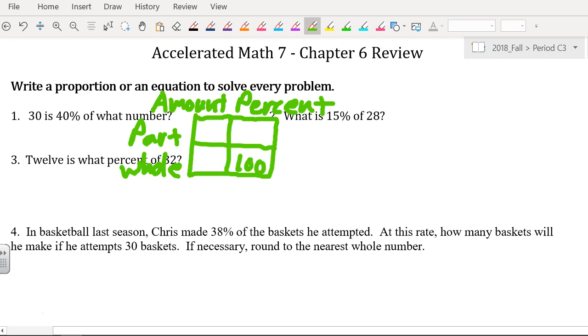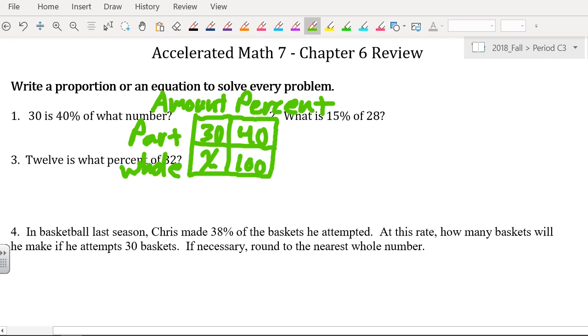You put your 40% on the top right corner. Good. And then you put your amount 30 on the top left corner. Excellent. And you put what you don't know, your x, on the bottom left corner. Good. Now how do we write our proportion?